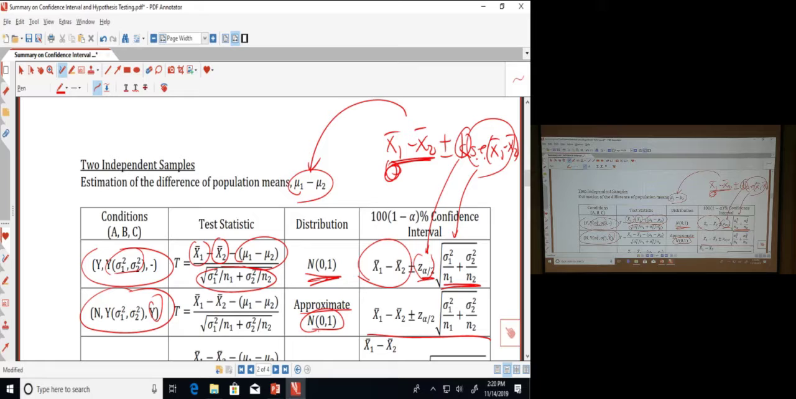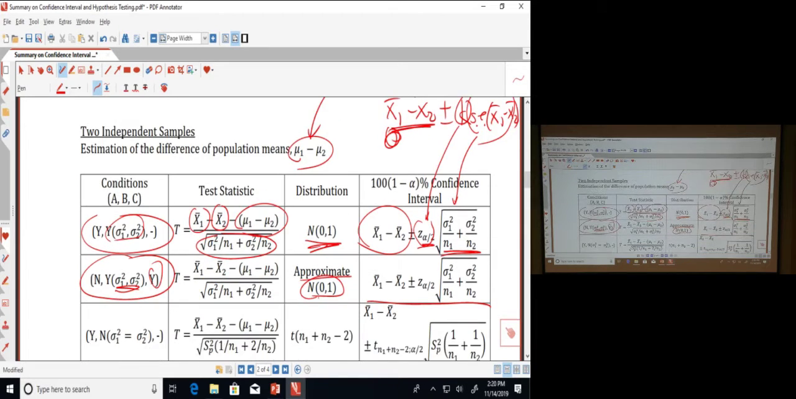So, of course, the next one is unknown parameters, the sigmas. All right, they are not known. But although we don't know them, we assume that their variances are the same. All right? We know that they're the same, but we don't know what the value is. So in that case, the test statistic is this.